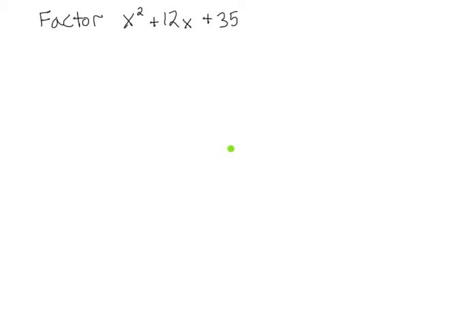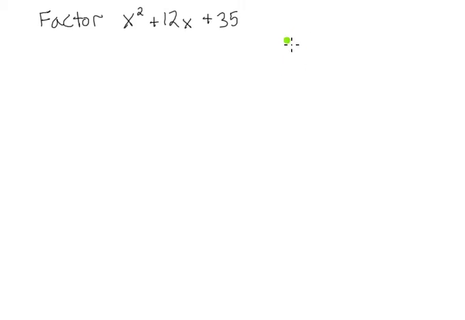We've got a simple factorization problem here. It's a simple trinomial with a leading coefficient of 1. So if we just review what factorization is, it's the reverse of multiplication. When you have two binomials, in this case, we would get this trinomial if we multiplied them together.